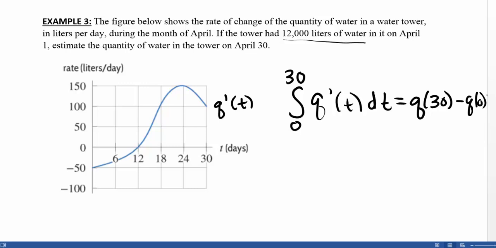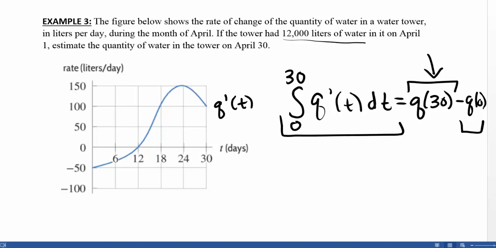So what information do we have? What information do we need to find? And what are we actually trying to solve for? We want to estimate the quantity of the water on day 30. So this is what we're trying to solve for. If we're trying to solve for Q of 30, that means that we should be able to find values for our integral and our initial quantity.